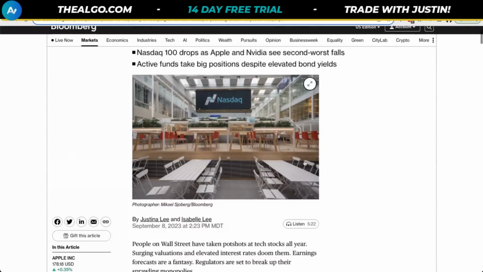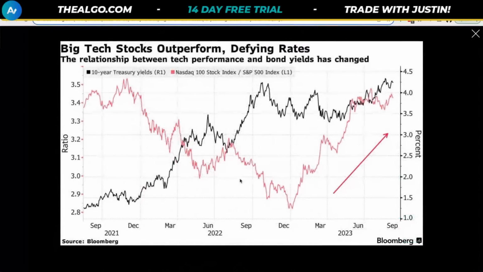But let's get a little bit more context. Why? Because the NASDAQ is doing something that is defying rates. It is defying gravity. This just does not normally happen. The red line is going to be the NASDAQ 100, and the black line is the 10-year note.